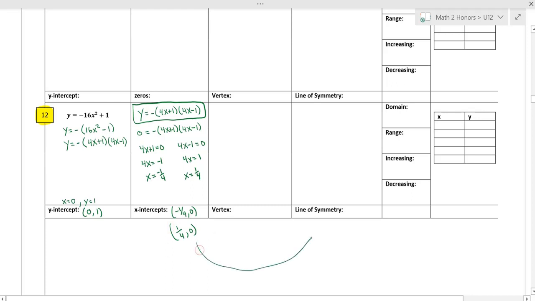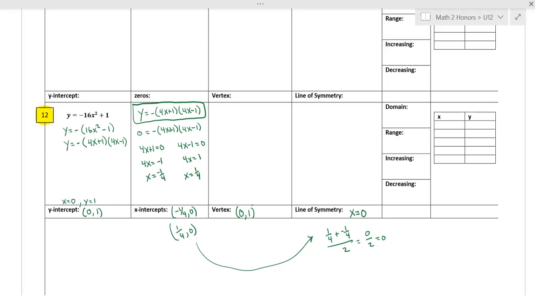From your x-intercepts, you can get your line of symmetry by averaging these. 1/4 plus negative 1/4 divided by 2 is 0 over 2, which is 0. So my line of symmetry is x equals 0, which ends up being your y-axis. My vertex is (0, something), and we already know from the y-intercept that if you plug in 0, you get 1. So your vertex and your y-intercept are the same, which makes sense since the y-axis is the line of symmetry.